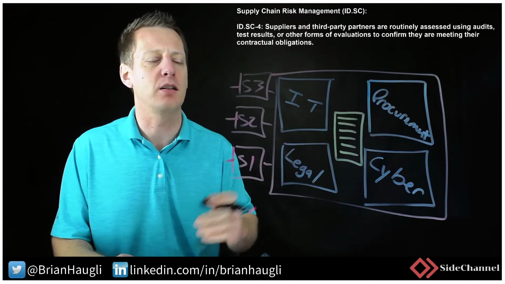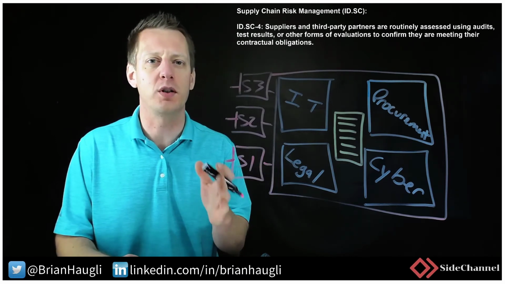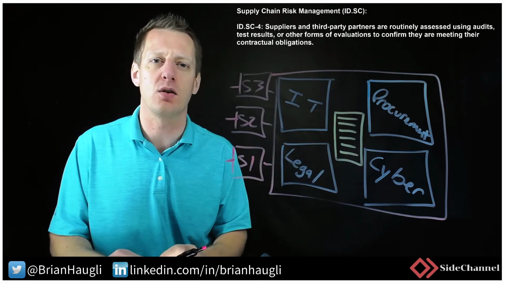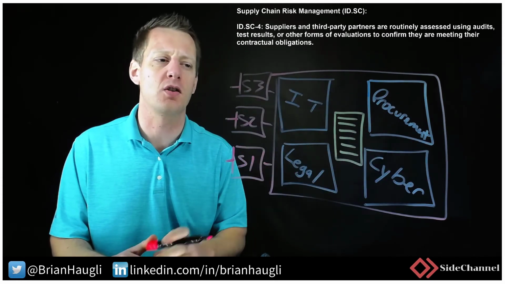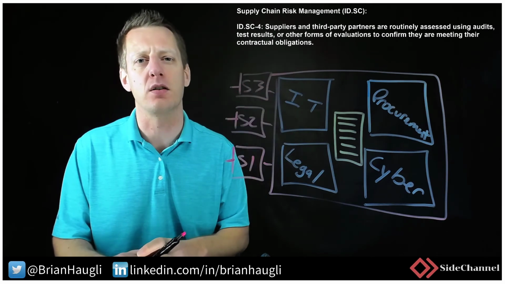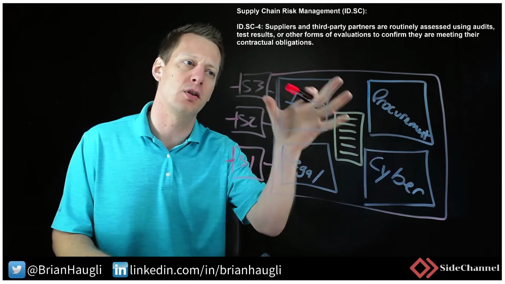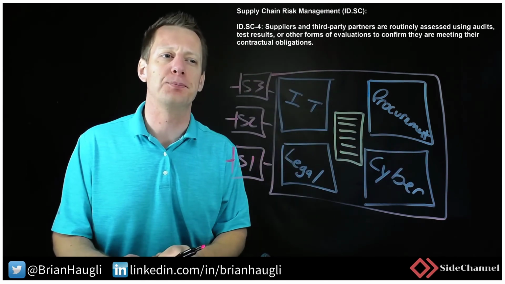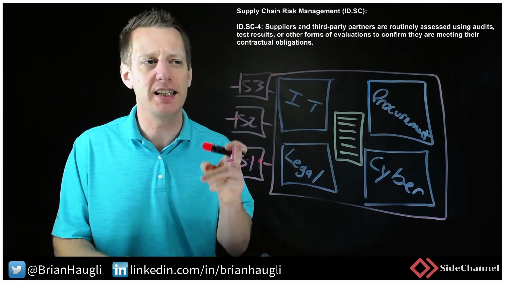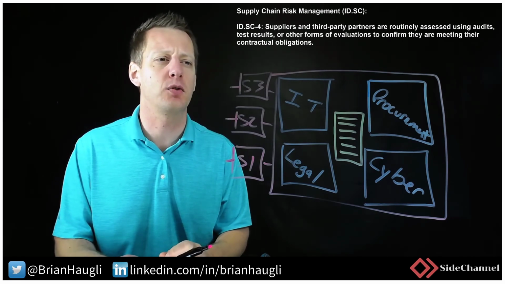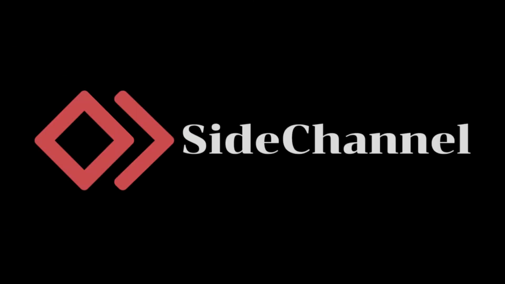They should not only be dealing with procurement at the beginning of the relationship and then never again, or only with the business. They should really get to understand who you are, what your expectations are, the program, the risk tolerance of your organization, and they, as a good supplier or vendor to you, should be helping you fulfill your expectations, your goals for your supply chain management. So again, ID.SC-4: suppliers and third-party partners are routinely assessed using audits, test results, or other forms of evaluation to confirm they are meeting their contractual obligations.